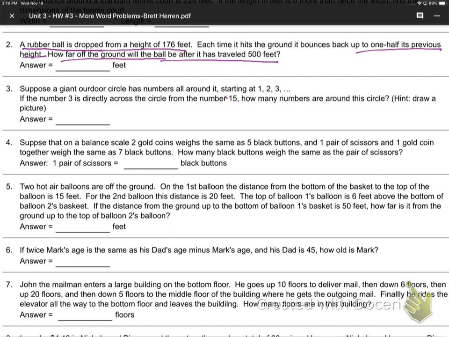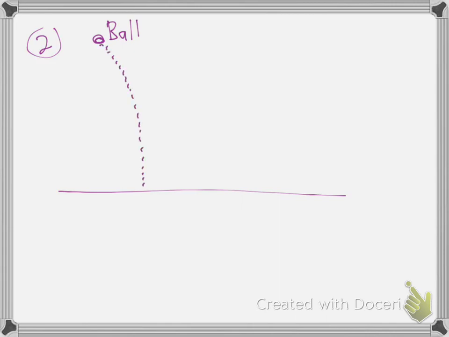We need to think it out, right? All right, so let me get you clear on that. So it's dropped from 176 feet. On number 2, we have this ball up here. Let me get you started on the picture. And then we're going to drop it, right? Let's just say it's dropping down, and it's going to bounce. And this height here is 176 feet. And it's going to bounce. How high up is it going to bounce?